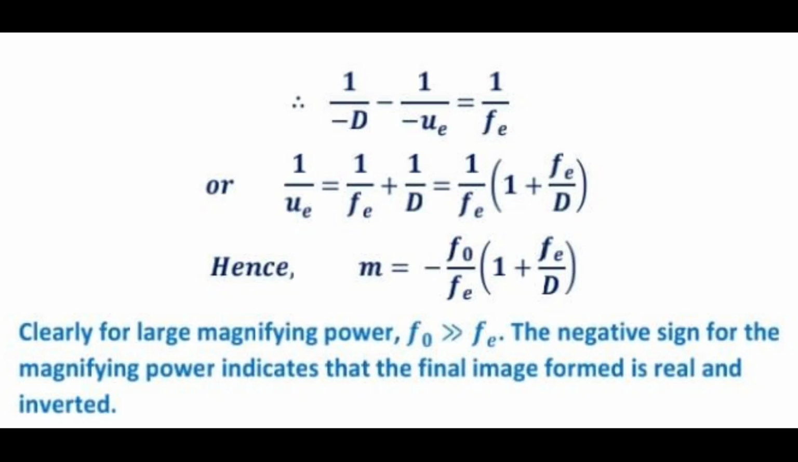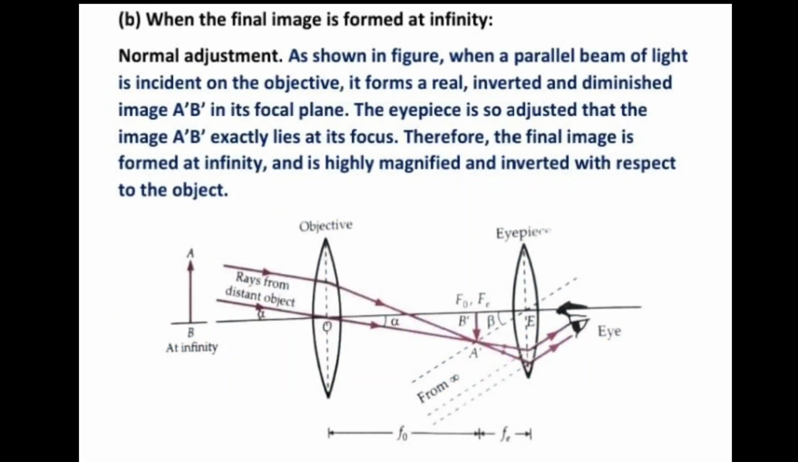m is equal to minus f_o over f_e multiplied by 1 plus f_e divided by D. So it is clear from the expression that f_o has a large magnification than f_e, and the negative sign for the magnifying power indicates that the final image formed is real and inverted. Now the second case, when the final image is formed at infinity.